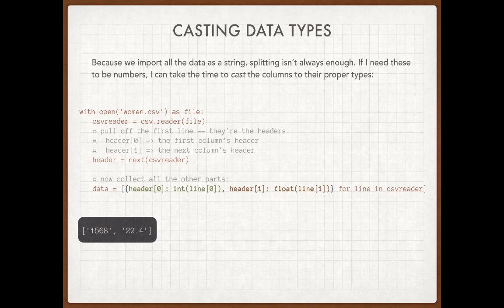So let's look at our code here. I'm just going to open this file, women.csv. I'm aliasing that object into a new variable called file. And then I'm going to hand file to a CSV reader. And now I'm going to pull off the headers. So I'm just going to say that the header is the next row that the CSV reader is pointing to. That is to say, I'm going to pull off row 0, and then CSV reader will start to look at row 1. And header itself is a little tiny list.